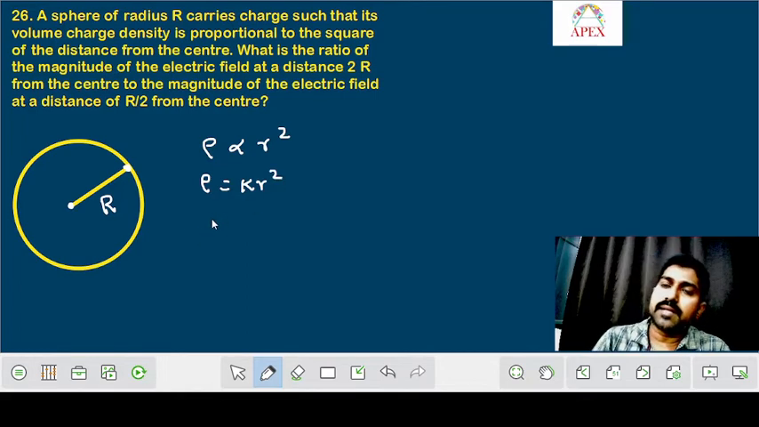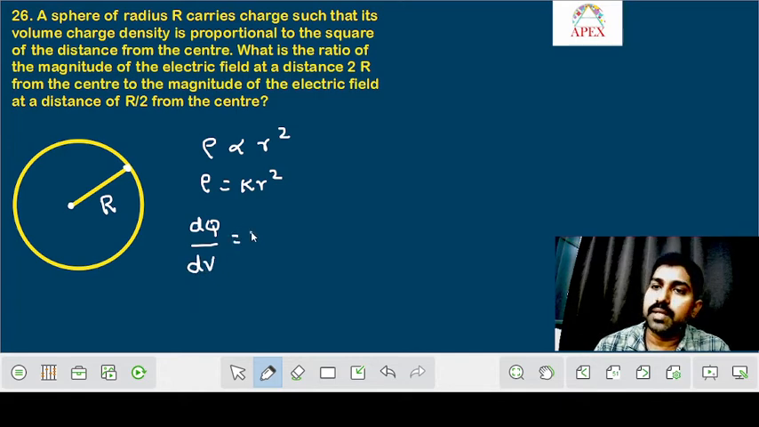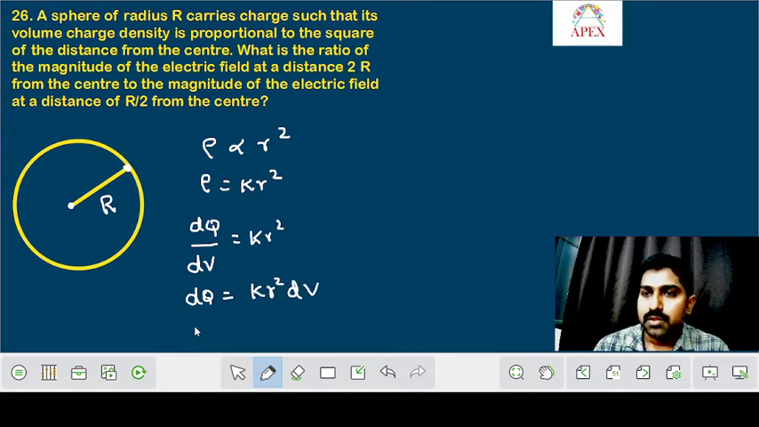Now what is volume charge density? Volume charge density means charge per unit volume. So let me consider a small charge dq, then you can write dq by dV, which is equal to k r square, and dq is equal to k r square into dV. To calculate the charge on the whole sphere, you can take an integration: Q equals integral k r square into dV.